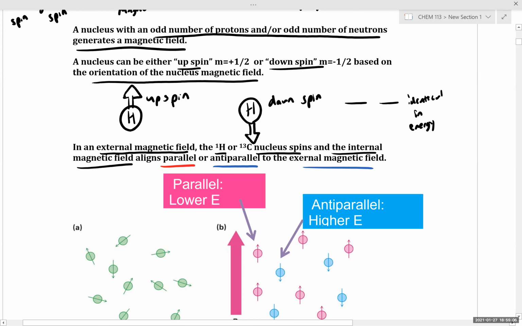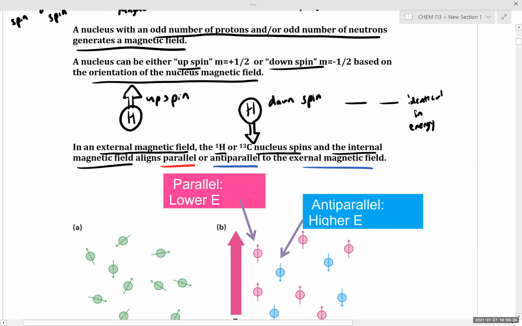When we apply a magnetic field, depending on whether our nucleus is upspin or downspin, we will see either the system. Sorry, I'm getting a little bit of reverberation. Sorry, one moment. Would you be able to mute just while I continue this explanation for a moment?